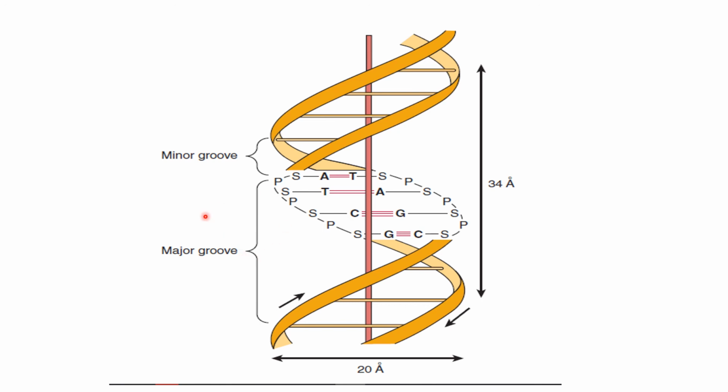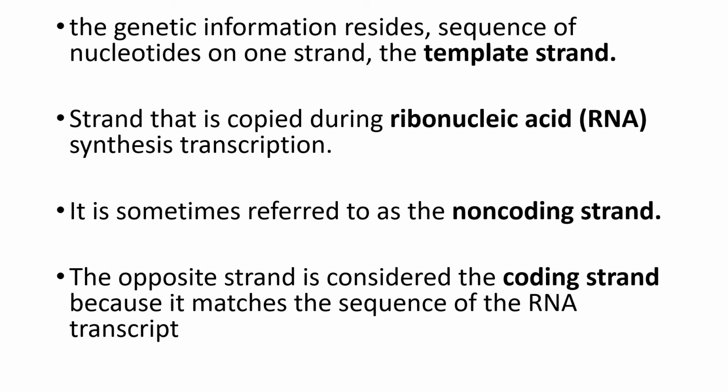There is a formation of the major groove along with the minor groove, and proteins are embedded in both grooves. The opposite strand is known as the coding strand because it matches the sequence of the RNA transcript. So the template strand is sometimes known as the non-coding strand, and its opposite strand is known as the coding strand.